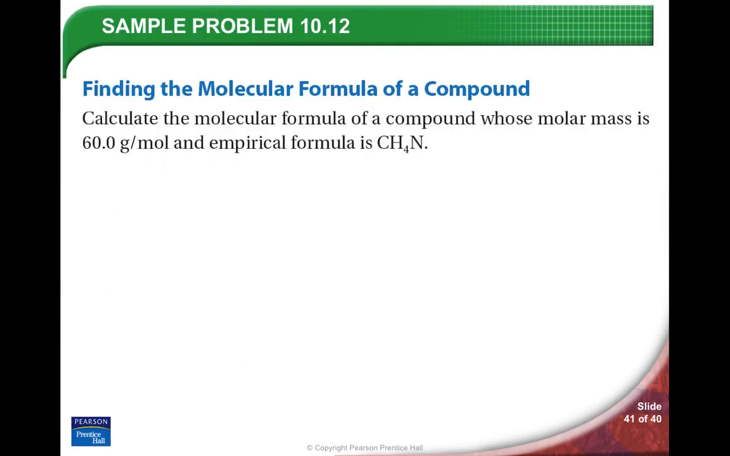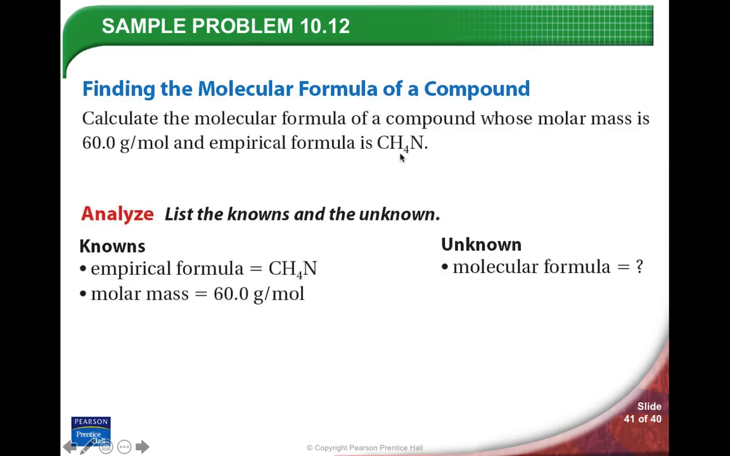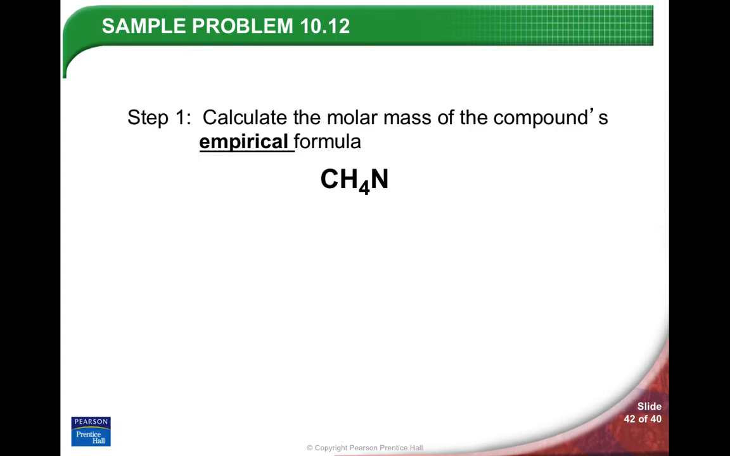All right, here's a practice for you. Find the molecular formula of a compound whose molar mass is 60 grams per mole. This is given. That's the real molecule's mass. The empirical formula is CH4N. So it's always a good idea to list your known information and what you're trying to find. So step 1, calculate the molar mass of the empirical formula. That's easy enough to do.